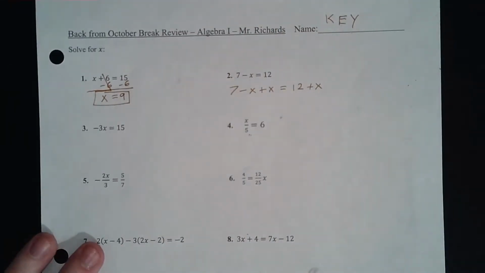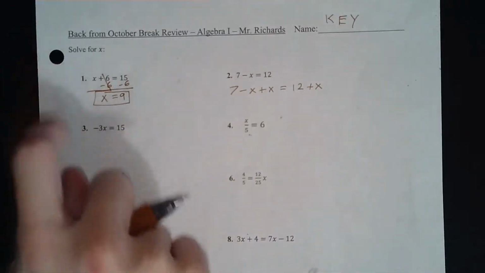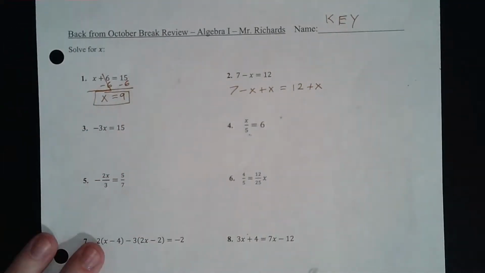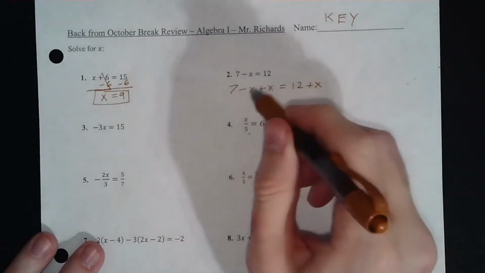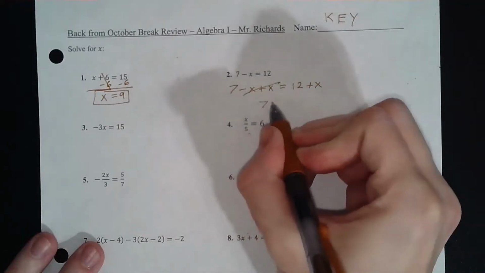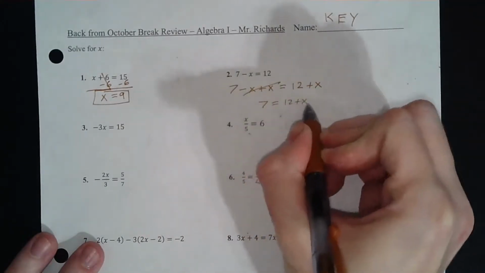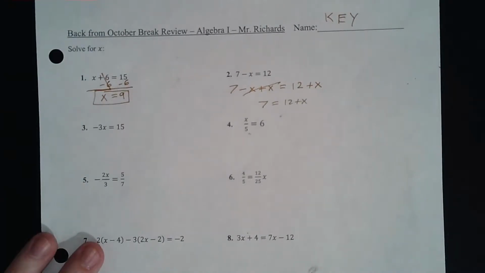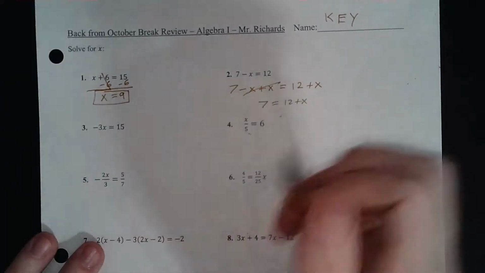As you notice, I've done this problem horizontally, left to right, instead of up and down. Sometimes horizontally is better, sometimes vertically is better. You'll have to make your own decision. Negative x plus x, that cancels out. Therefore, you get 7 is 12 plus x. And now it's just like the previous question. We'll subtract 12 on both sides.